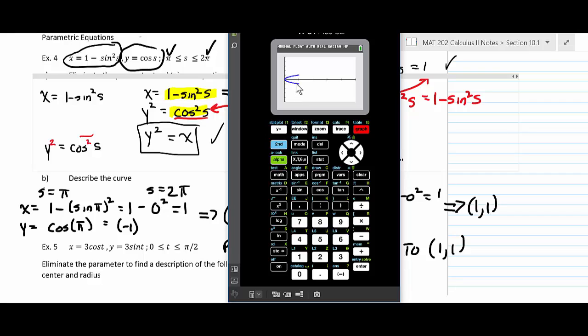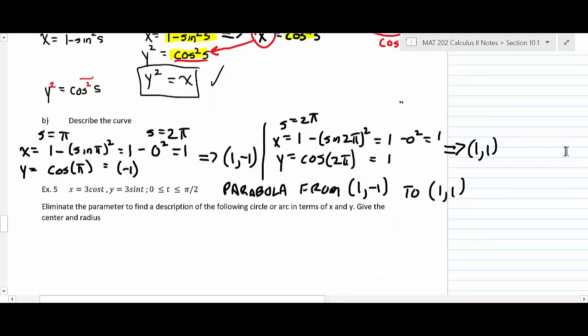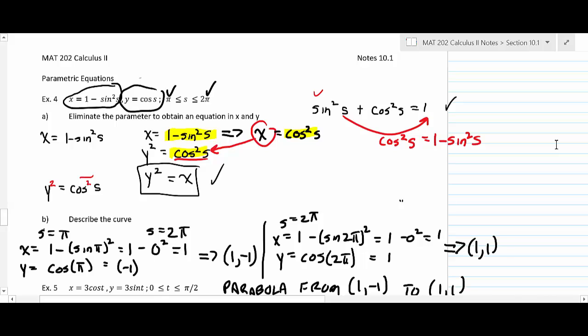Now notice the parabola stopped. Why did it stop? Because the t only went to 2 pi. So if we made that parameter get larger and larger, it would create more and more of that curve. So that's the idea. Okay. All right. So that's how you do that on a calculator. Any questions about that one?